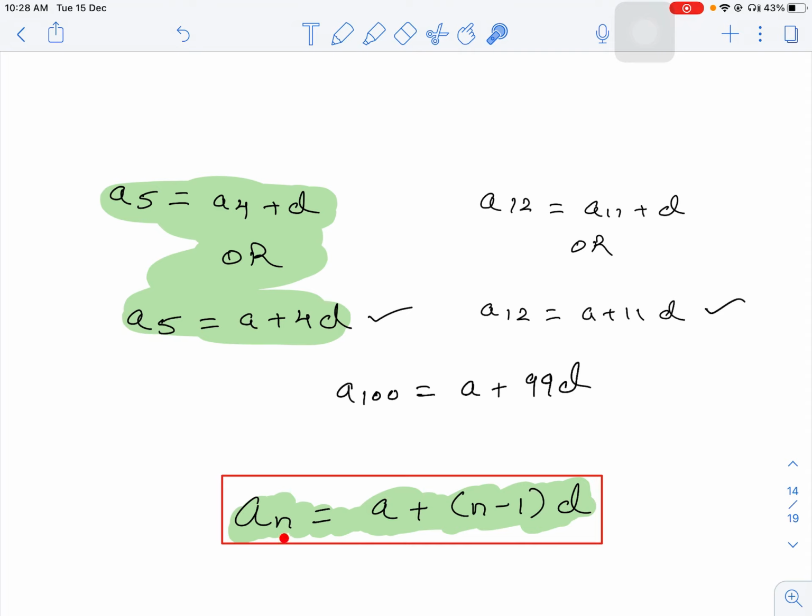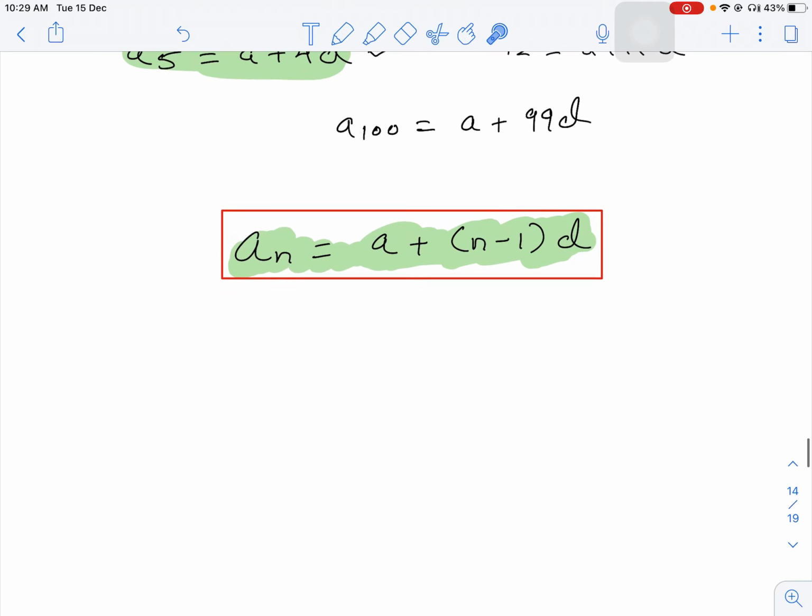So an equals this a as it is here, plus, now this number is one less than this number, so here also we have to write one less than this number, so it can be written as n minus 1 and this d.